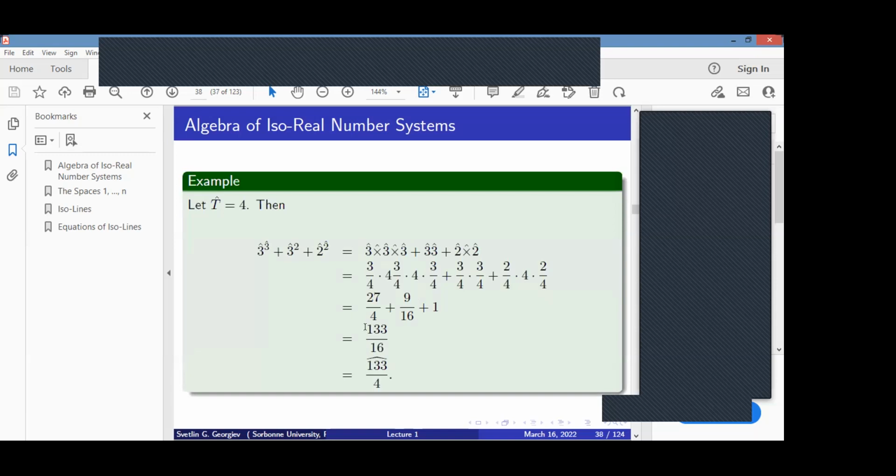So I will give an example. In the case when the isotopic element is equal to 4, we will compute this in the iso case. In the real case, this number, if we consider it as a real number, is equal to 40. But using our definition for iso power and iso real number, we get 133 over 4. This is in the iso case.